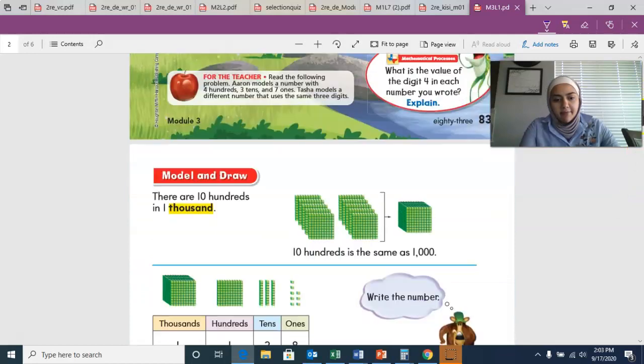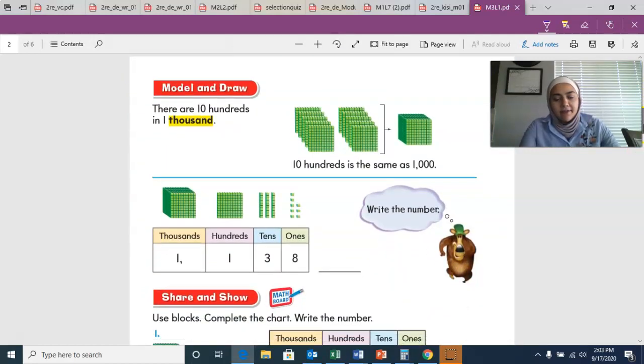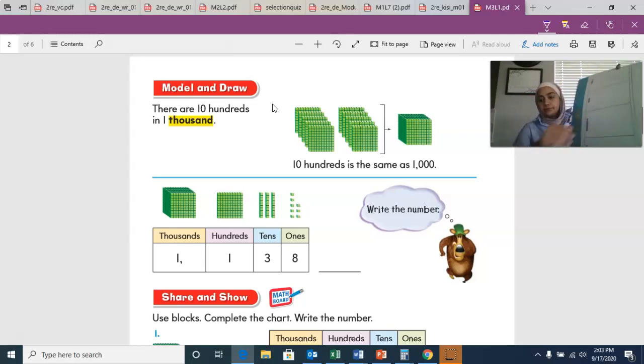All right, let's keep going. Now, the lesson is there are 10 hundreds in 1,000. Okay, so remember how we said that there were 10 ones in 1 ten? There were 10 little ones in 1 ten. So let me show you how that looks real quickly. I'll just write on this.